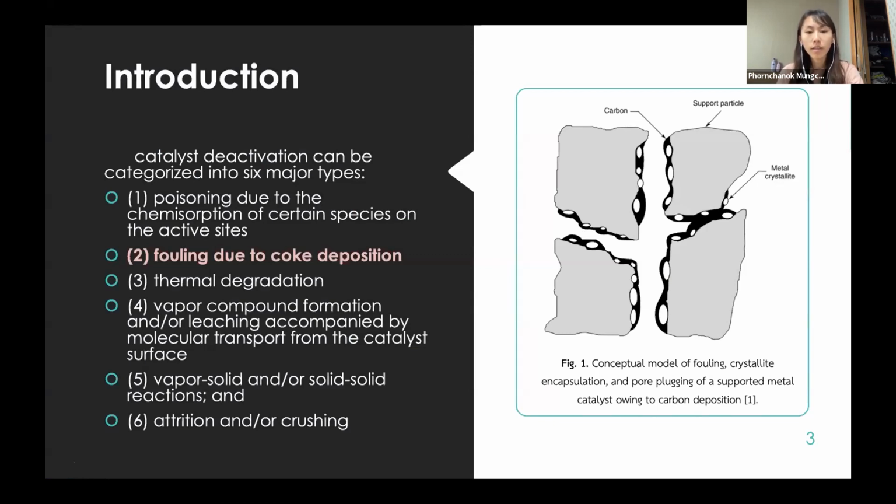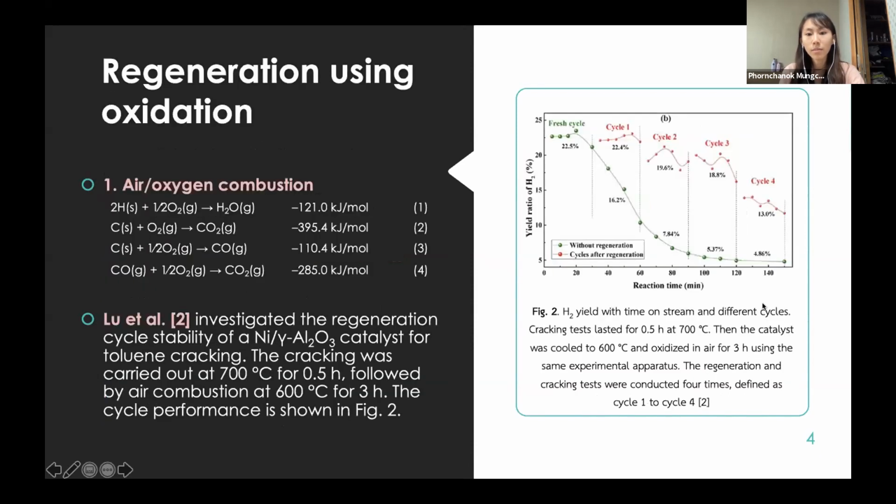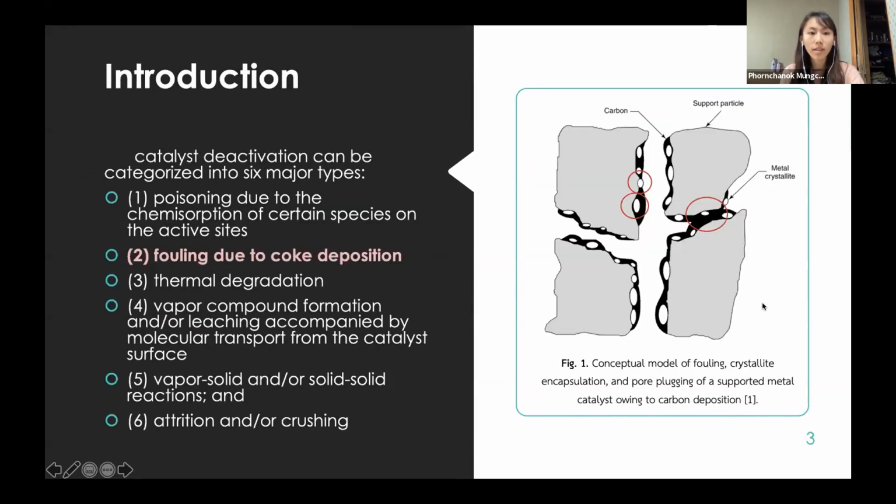The catalytic deactivation can be classified into 6 major types. We will focus on coke deposition. Possible effects of fouling by coke on the functioning of a supported metal catalyst are shown in figure 1. Carbon may block access of reactant to the metal surface site, totally encapsulate a metal particle, plug the pore, and cause the disintegration of the catalytic pellet and plugging of reactor void.